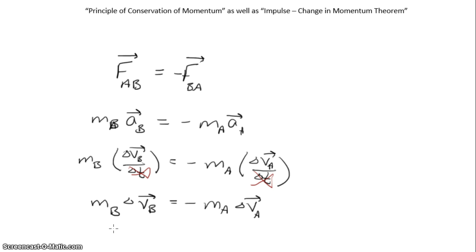Here's what momentum is. I'm going to define momentum mathematically for you. Momentum, symbol P, a vector quantity, is the product of mass and velocity. So restating this, the change in momentum of B, it's a change because this had a delta, is opposite the change in momentum of A. So each object changes momentum, and the amount of change of momentum is related to both the mass of the object and the change in velocity of that object.